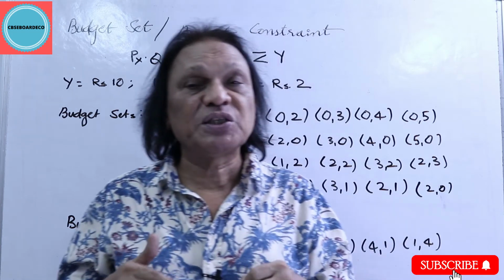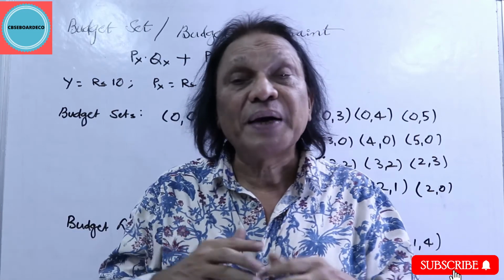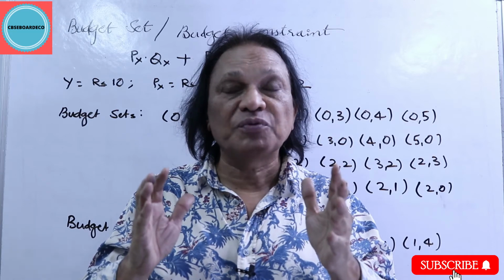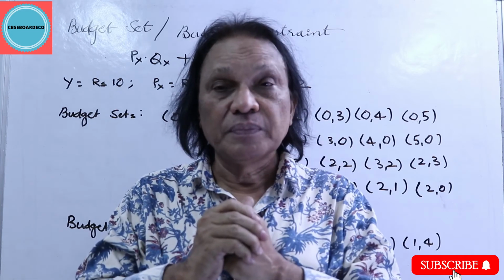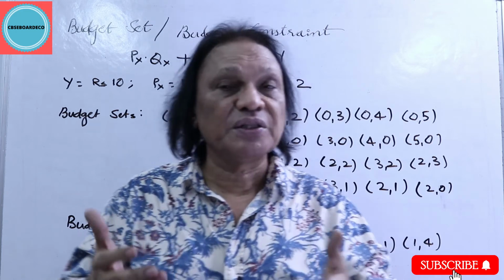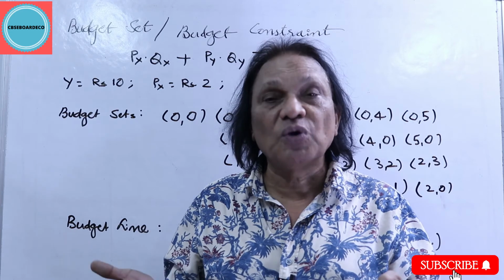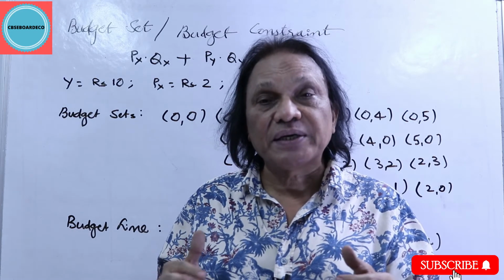And what exactly is budget line, I'll be discussing in the next video. Budget line consists of only those combinations of two commodities which exactly cost your income. That is, we slightly change the equation to Px Qx plus Py Qy is equal to income. These combinations cost exactly equivalent to your income.